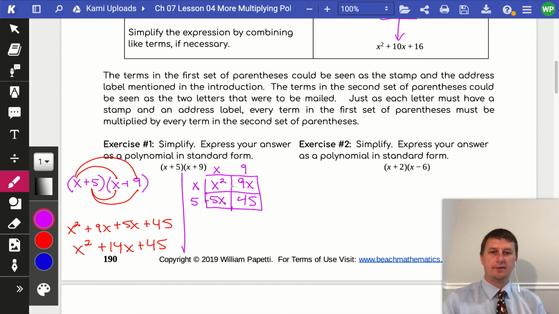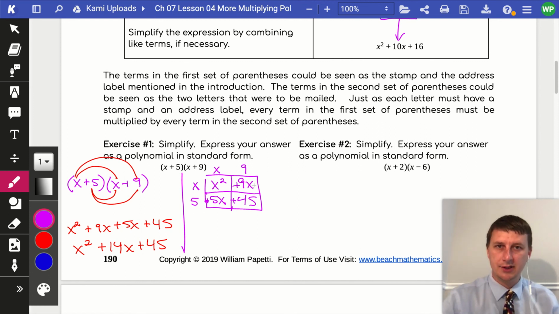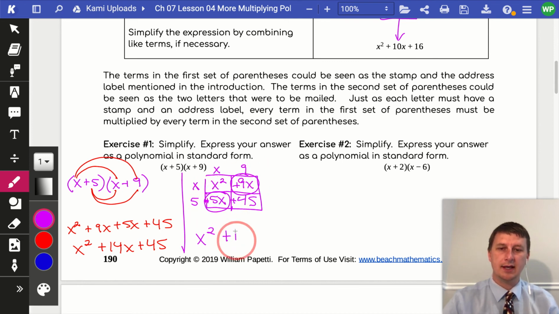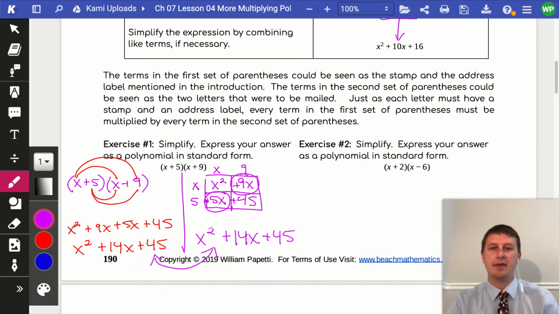And we can't forget about our signs. This is positive 9x and positive 5x and positive 45. So when I line this up, I look for my largest degree first, my largest exponent, which is x squared. So that goes first. That's going to be x squared. And then I have like terms of 9x and 5x. That will be 14x. And I have 45 as my constant right there. So that's plus 45. And if you notice, we got the same answer in both of these methods.